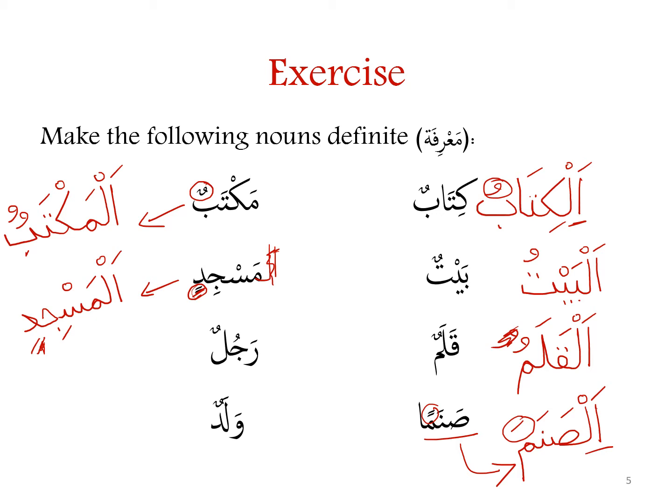So rajulun means a man. To make this definite, ar-rajulu, we add the alif lam, we drop the tanween, and this is a sun letter, so we would actually put a shadda on the ra, ar-rajulu. If we were to say al-rajulu in tajweed terms, that would be incorrect pronunciation. And waladun means a boy.